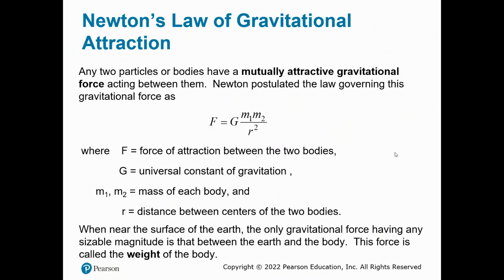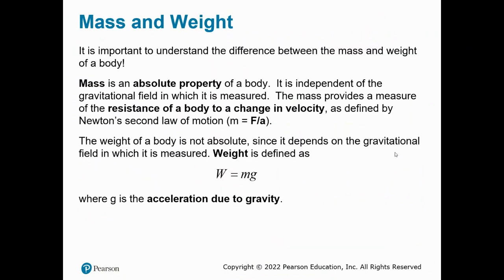G is a universal constant. m1 and m2 are the masses of the bodies, and r is the distance between the centers of the two bodies. When near the surface of the Earth, the only gravitational force having any sizable magnitude is between the Earth and the body. So this force is called the weight of the body.